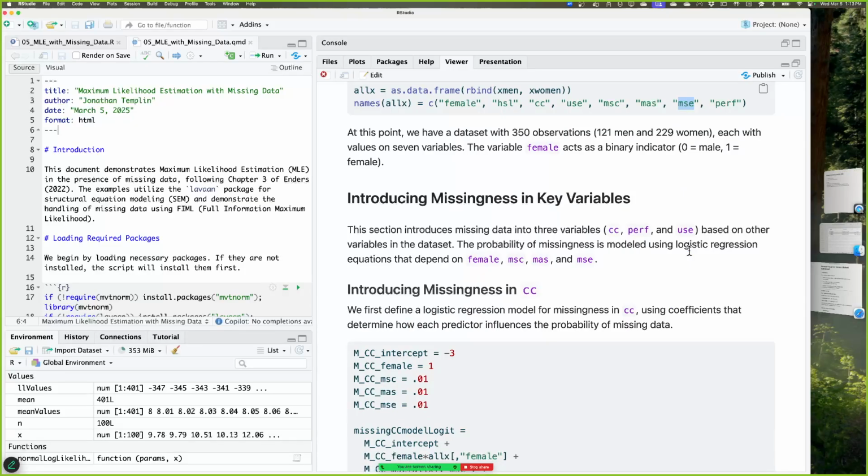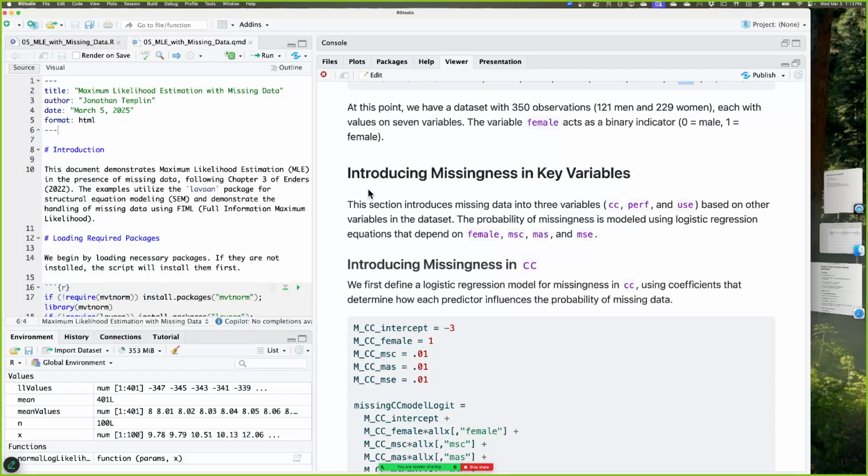So to generate missing data, I first started with introducing a model to predict which observations are missing. What we're using for our example analysis today, at least to start, is whether college credit predicts how you perform in math, and how college credit predicts how much you perceive usefulness in math. And it's not just college credit predicting both those outcomes, but also female, whether a person was a male or a female.